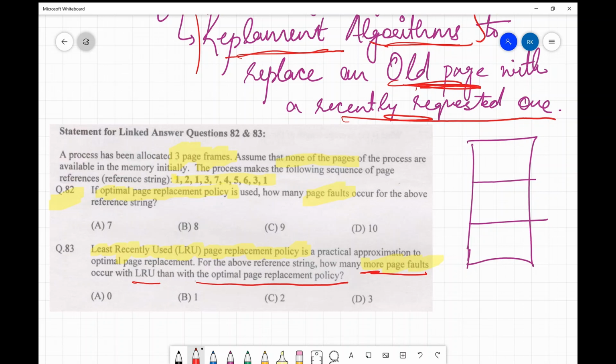It is very important that you read the question clearly, with full attention, because a slight difference in reading the question can result in negative marks. So let's start with this question. Let's start with the first question and see how many page faults we get when we solve this using the optimal page replacement policy.